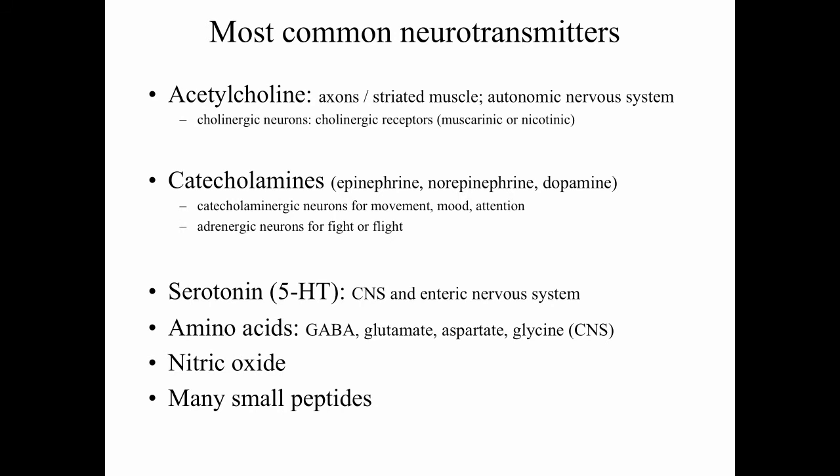We talk about catecholamines as neurotransmitters, so substances like epinephrine, norepinephrine, dopamine. These can all be neurotransmitters. So we'll talk about catecholaminergic neurons. These play a role in regulating movement, in mood, in our ability to maintain attention. Adrenergic neurons are involved in the fight or flight mechanisms.